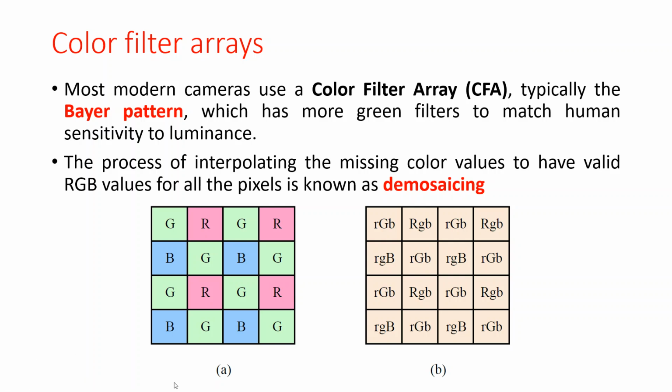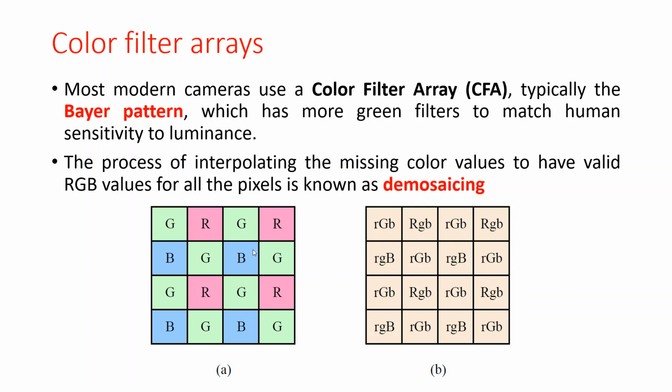Next, the color filter array. Most modern cameras use a color filter array, typically the Bayer pattern. This is the Bayer pattern. You can see a 4 cross 4 matrix. In this 4 cross 4 matrix, we can see 8 green pixels. So out of 16, we have 8 green, and the remaining 8 are divided into 4 red and 4 blue.